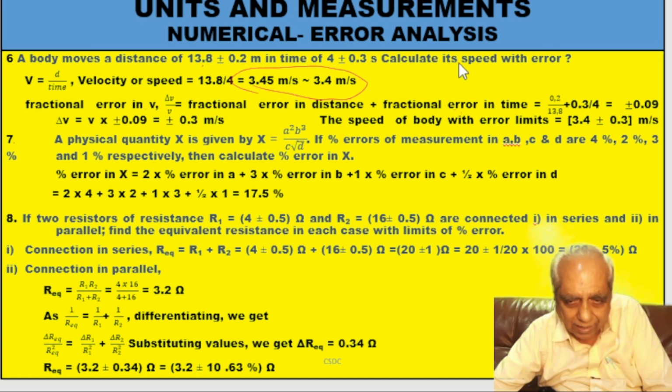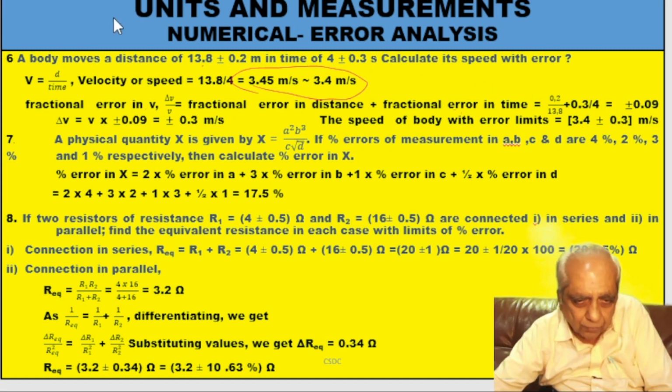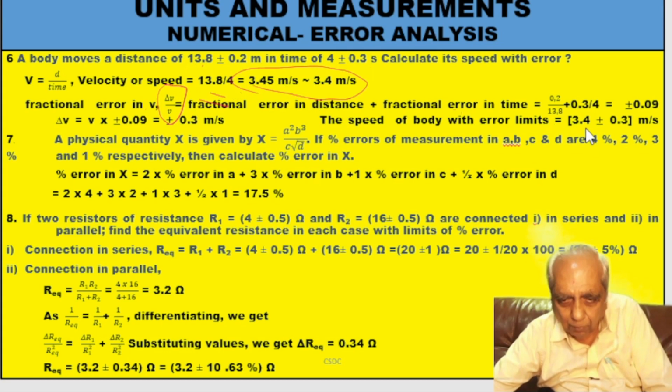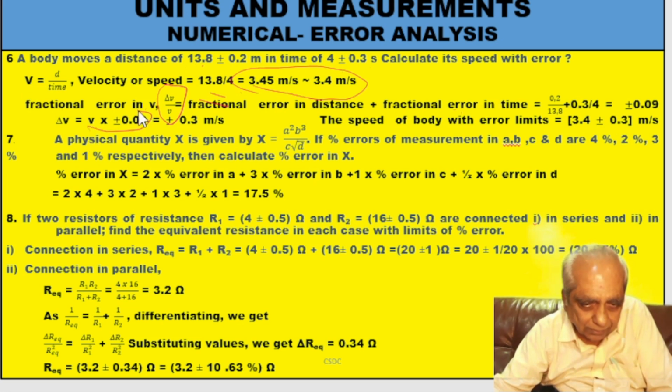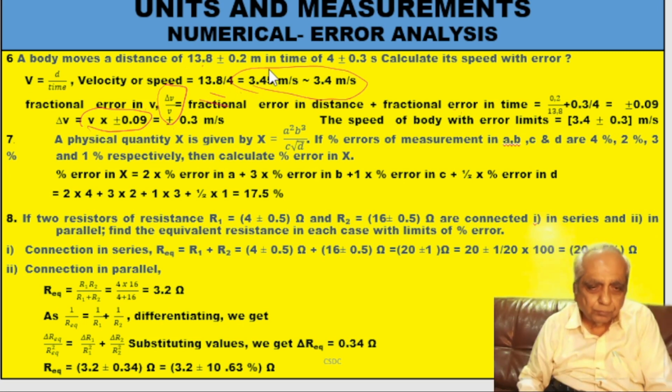Now, but he is asking absolute error. I know fractional error. So this formula, delta V upon V, is equal to, I know the answer, 0.09. And what is V? V is 3.4. So my delta V would be fractional error into this 3.4. If we multiply 3.4 into the fractional error, you will get the absolute error. So I can say my speed of the body is 3.4 plus or minus 0.3 meters, because this V multiplied by this number gives me the delta V 0.3, and V value I have calculated here. Is it all right?